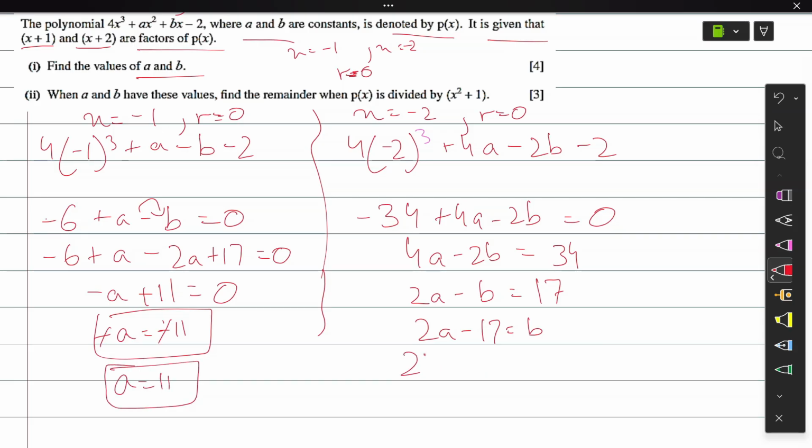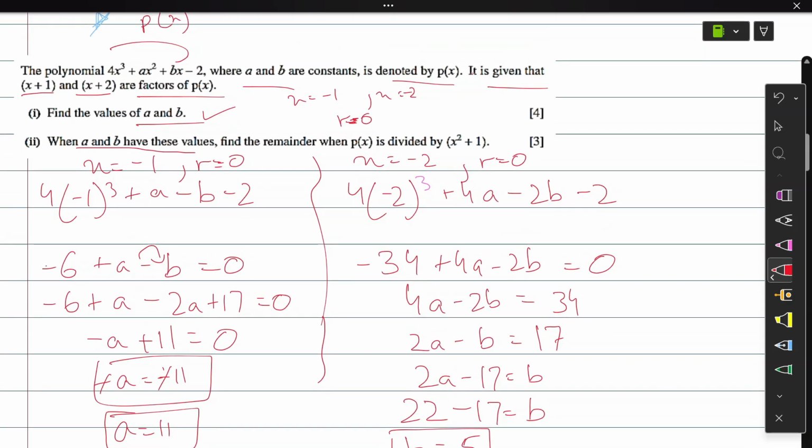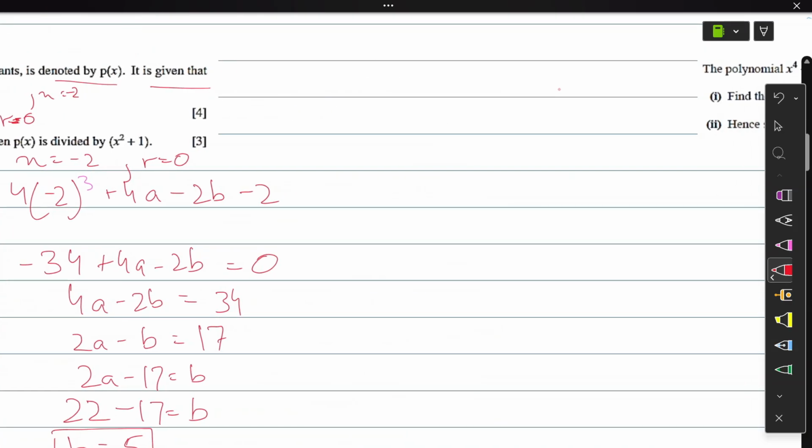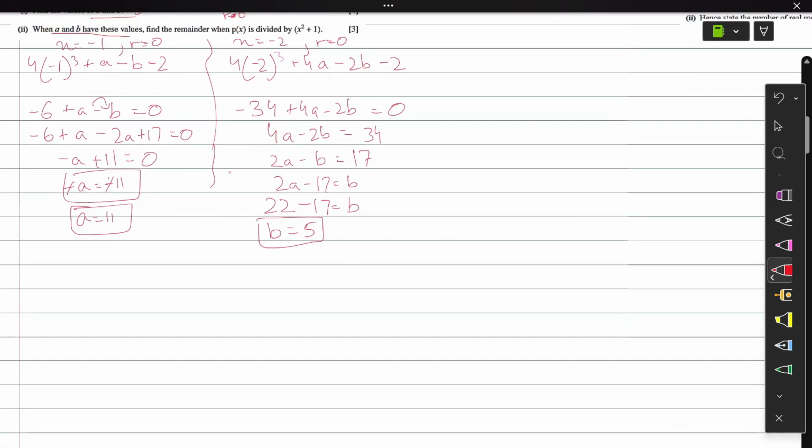So 2 into 11 is 22, minus 17 equals b, and b is equal to 5. 5 it is. Now we have found the values of a and b by simply substituting values as per the given data. When a and b have these values, okay. So now let's do part 2. I do have a lot of space.